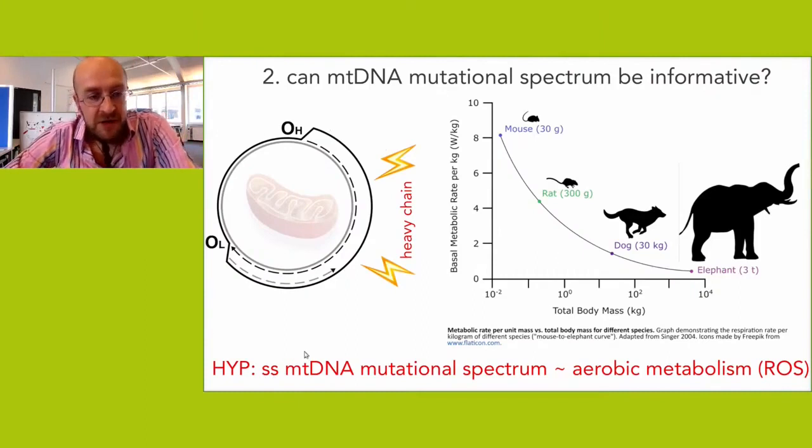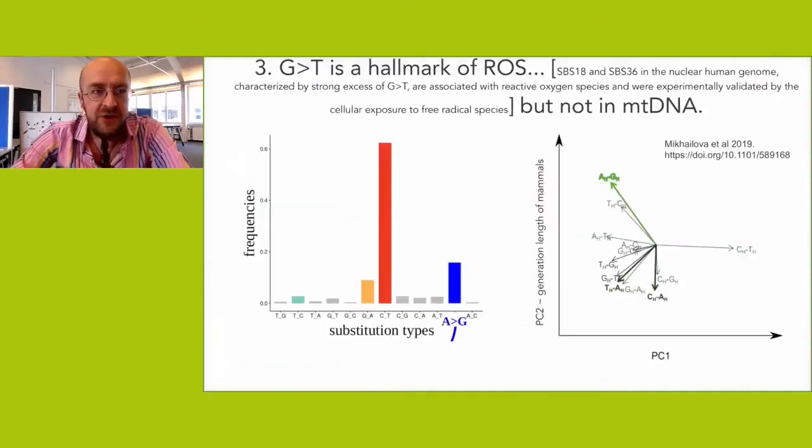Because mitochondria is involved in shaping the level of aerobic metabolism, we hypothesize that the mitochondrial mutation spectrum somehow can correlate with the life history traits of different organisms, because life history traits of different organisms correlate with the level of aerobic metabolism through reactive oxygen species. This is the main hypothesis.